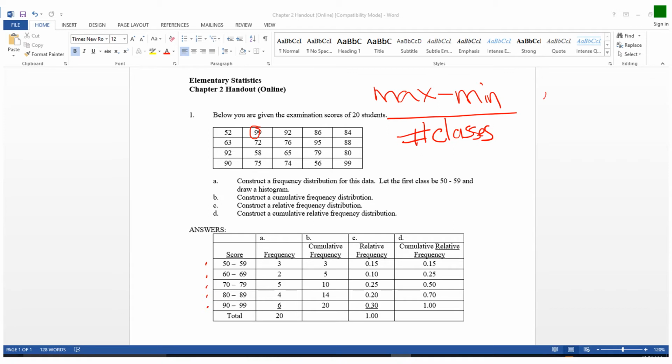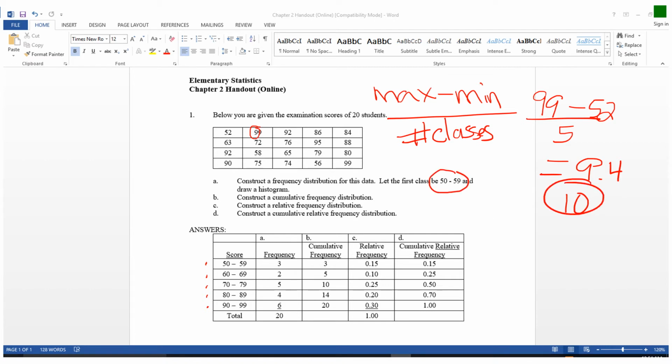So in this case, if you took 99 minus 52, and then divided that by 5, that's going to give you a relative answer in terms of what you want the interval width to be. So 99 minus 52, divided by 5, you get about 9.4. I'm going to write that over here. So 9.4. I would round that to an interval length of 10. So you use 50 as the first number.